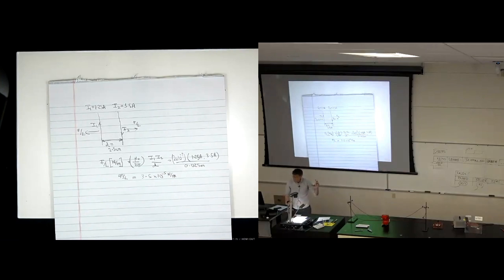These were pretty small currents compared to the instrument over here, the demonstration over here. So the forces were relatively small in this calculation. They were bigger in the demonstration. Any questions on that?